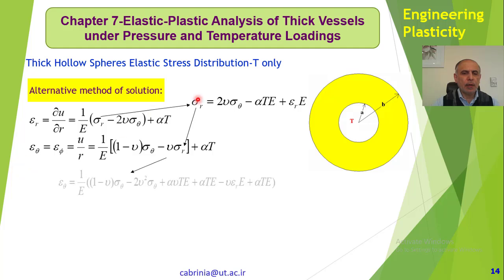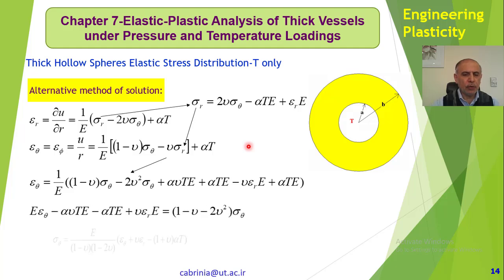And if I substitute for sigma R in here, I get epsilon theta equal to this relationship. And I can use this relationship by multiplying this E times epsilon theta. E times epsilon theta is equal to that, and bring some terms to the left of the equation, take some terms into the right of the equation, and I obtain this equation from here.